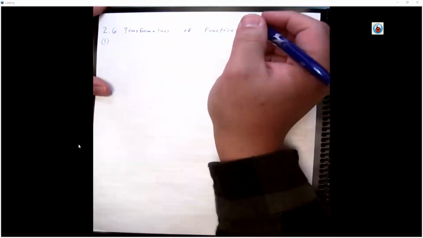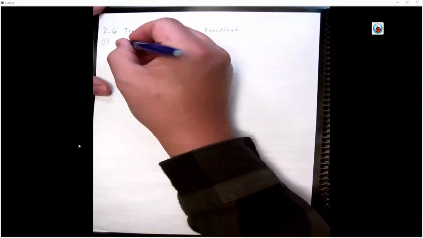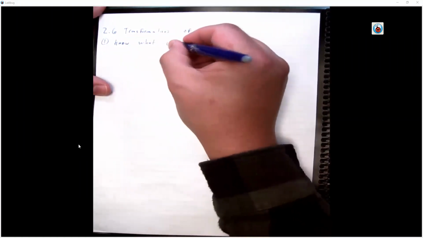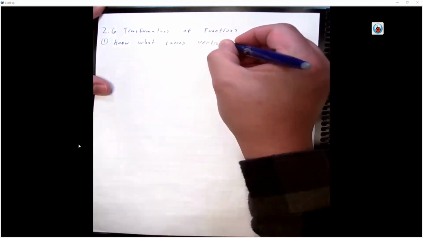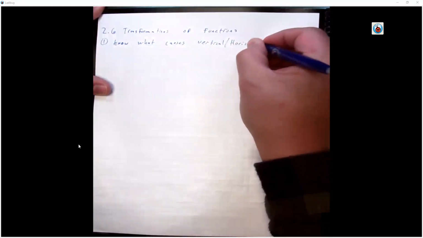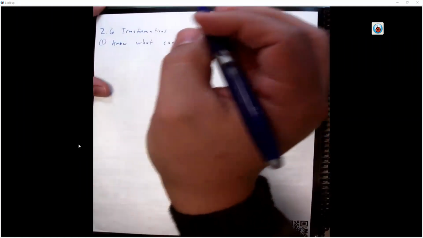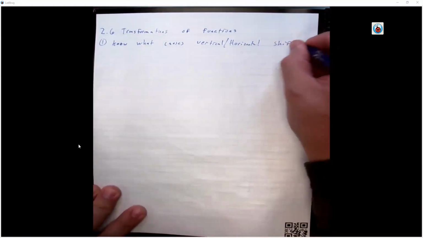First thing is, know what causes vertical, horizontal, and vertical horizontal shifts. So know what causes vertical / horizontal shifts and reflections.